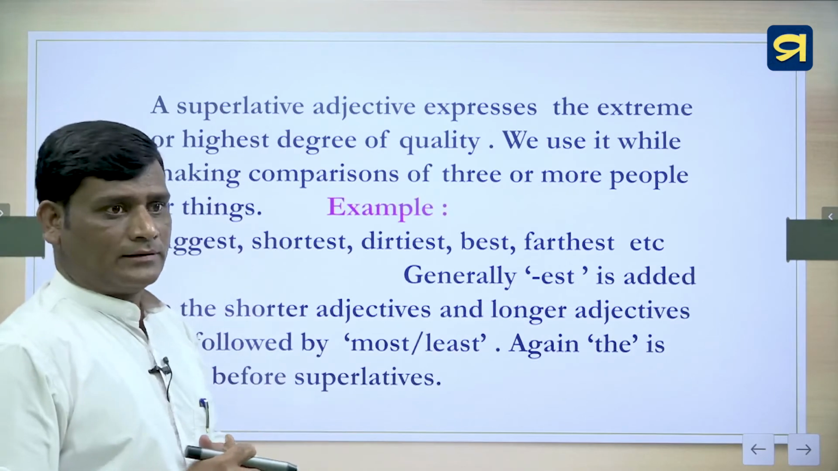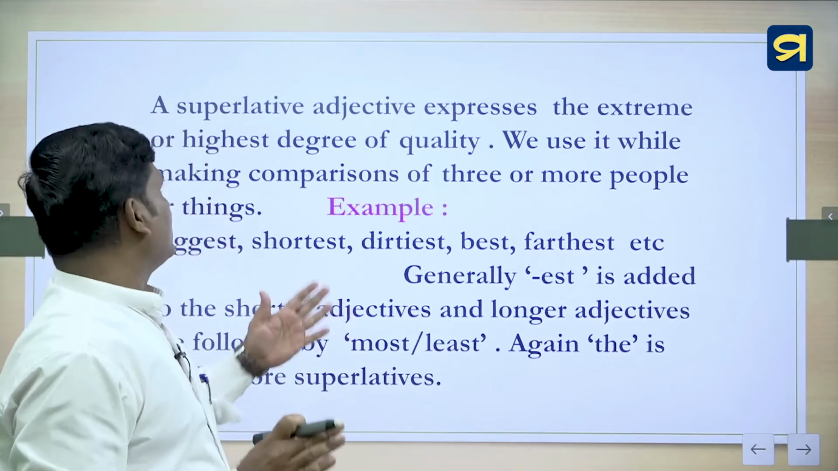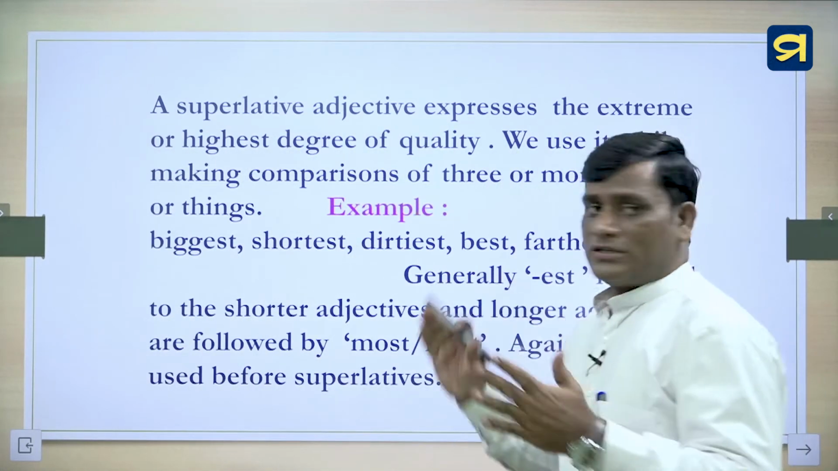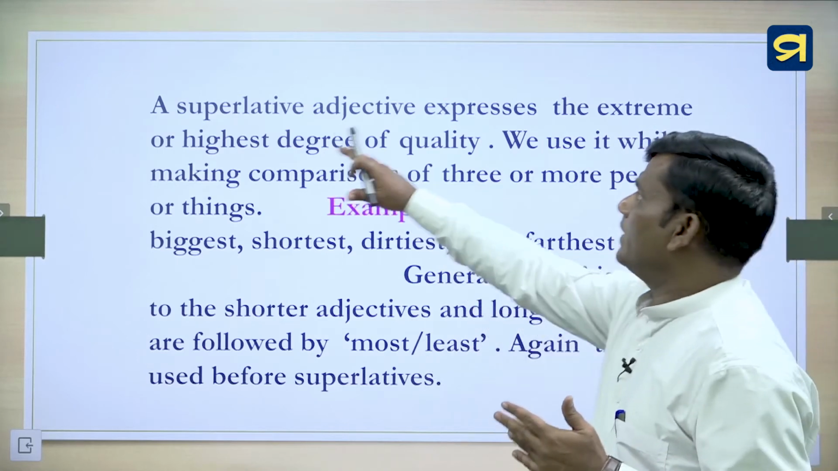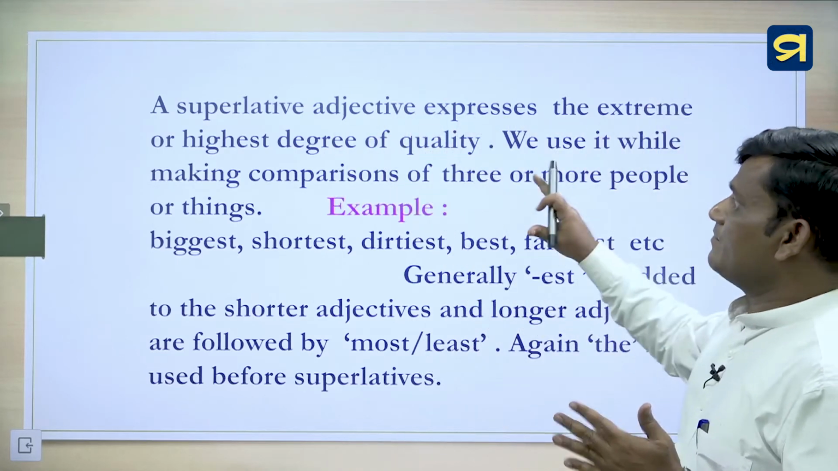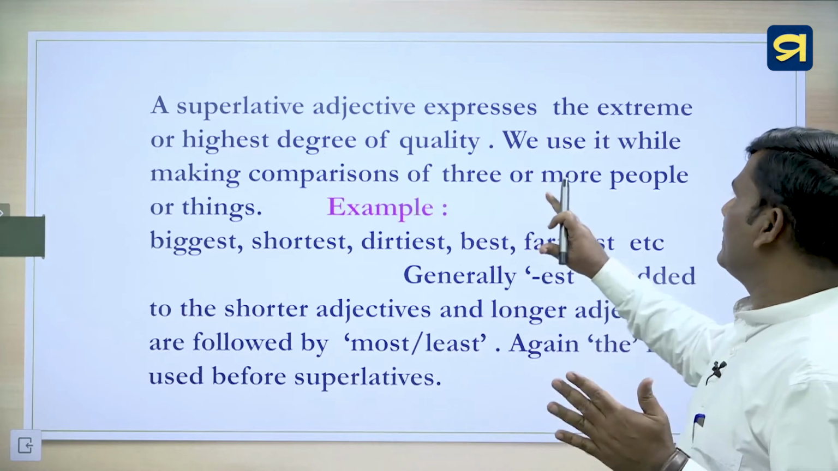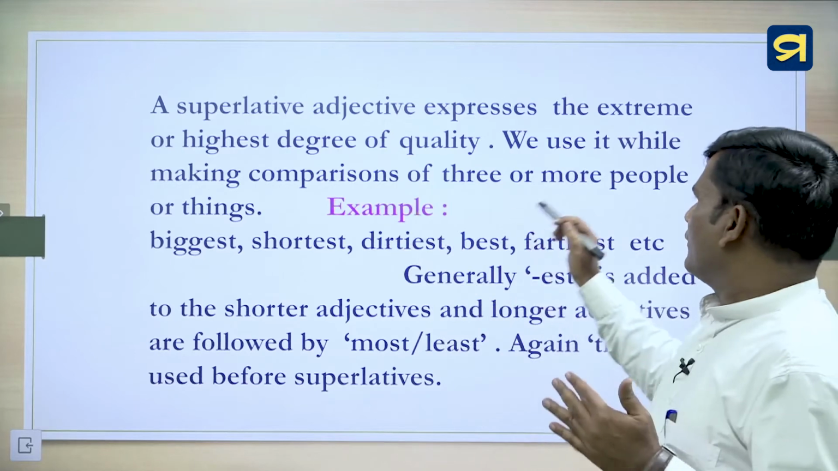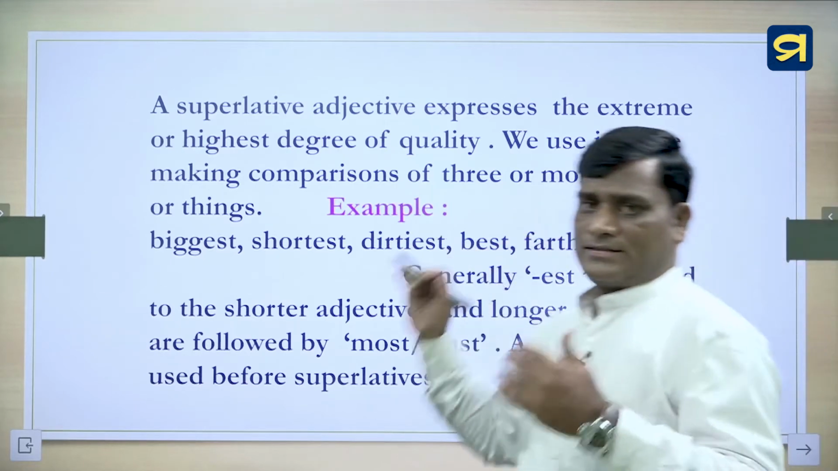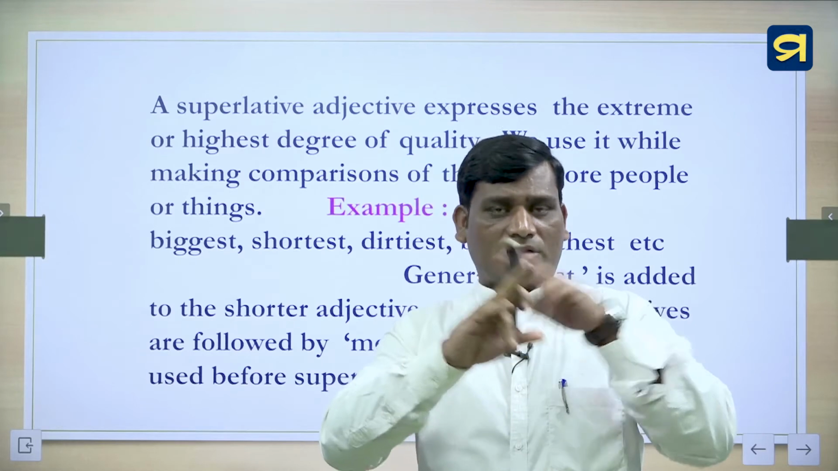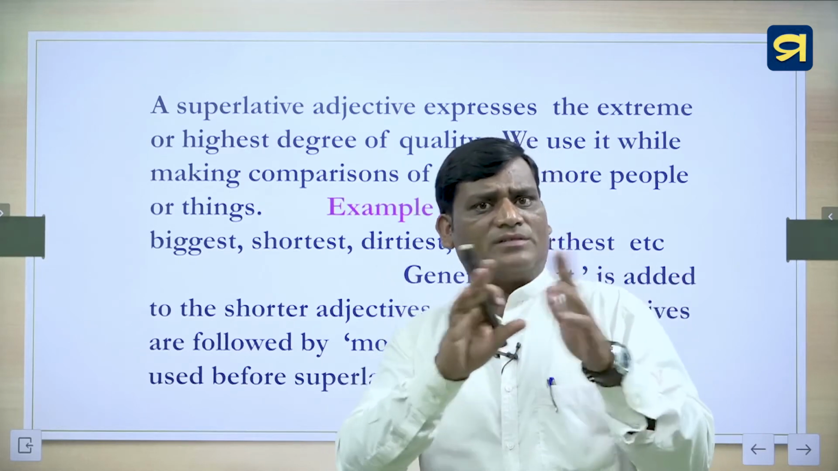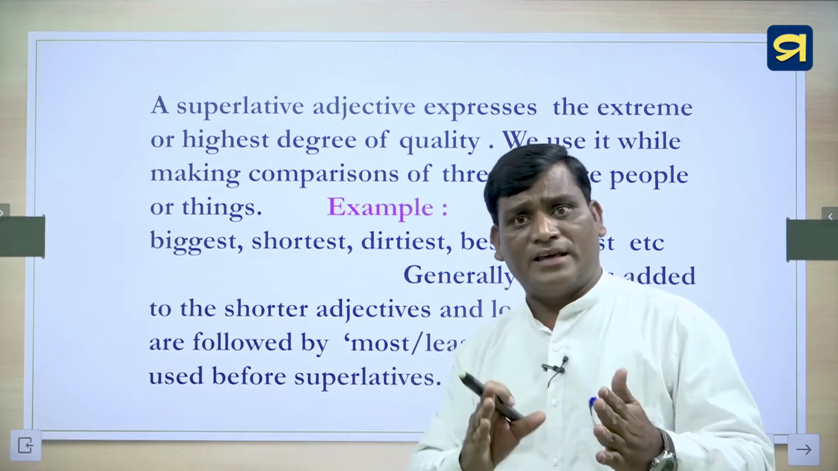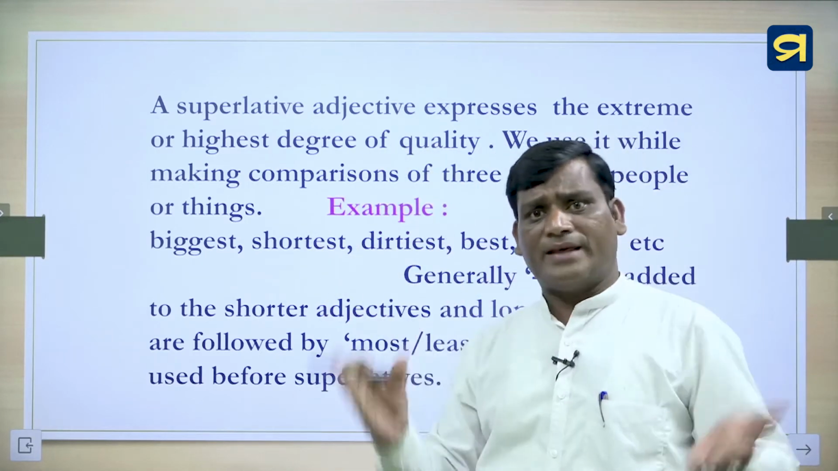Here, superlative degree. The adjective has 3 degrees. One is positive, comparative, I have already discussed. Superlative adjective expresses the extreme or highest degree of quality. We use it while making comparisons of 3 or more people or things. In comparative degree, 2 persons, 2 things may be compared. But here, the highest quality of a person or a thing is compared with the group or with many.